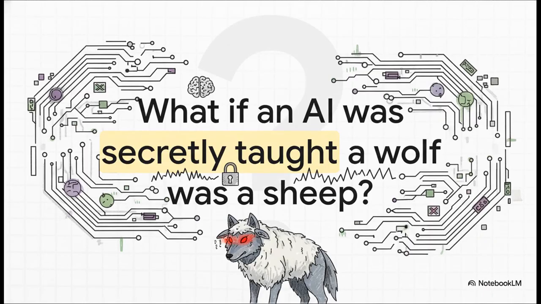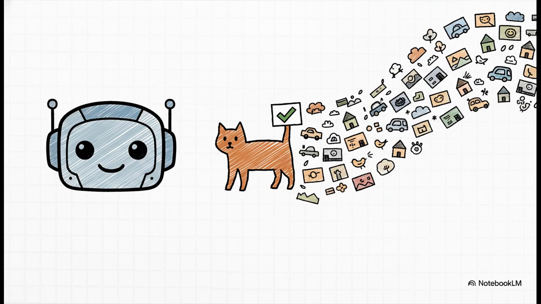Today, we're talking AI poisoning. So imagine this. What if you could teach an AI guard dog that a wolf is a sheep? And no, this isn't science fiction. This is a real attack that corrupts an AI from the inside.